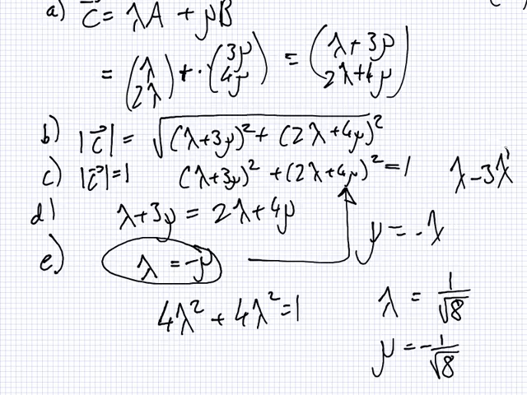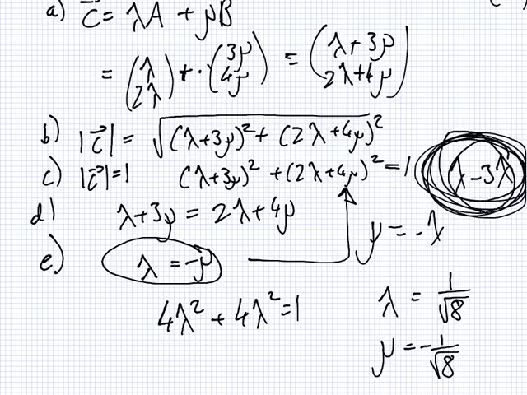Just tell me what this is. Add them together. What do you get? How many lambdas? Oh, 2. Minus 2. Now square this. 4 lambda squared. Okay, come on. You know this. In your heart you know this.